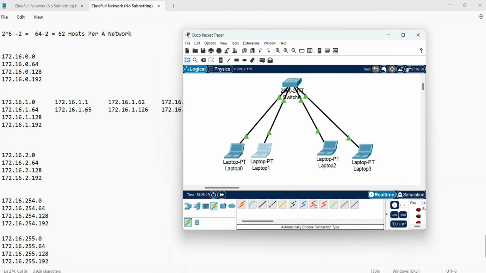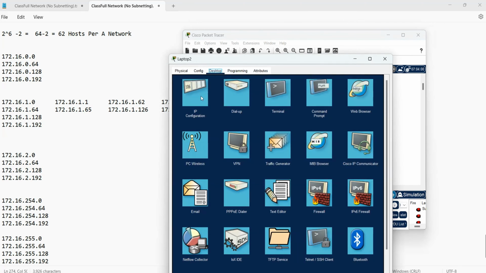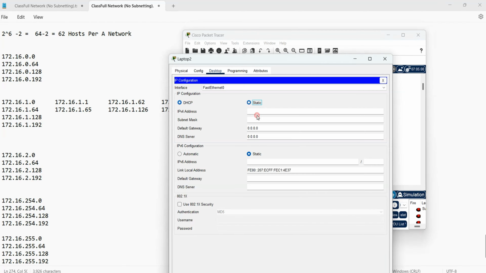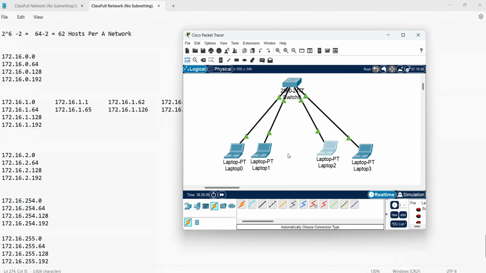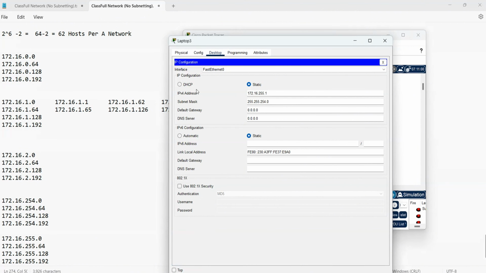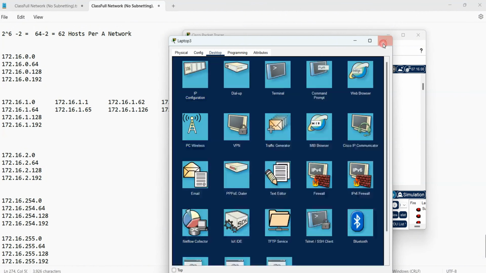And the next one will be 1.70 and then 1.80, let's say. All right. 1.70 and 1.80. 172.16.1.70, and this one is a 255.192. And this one is 1.80. Right. 172.16.1.80. And this one will be a what? 255.192. Close and close.